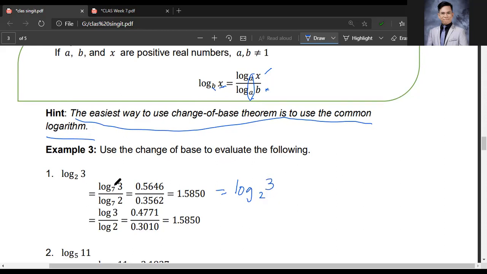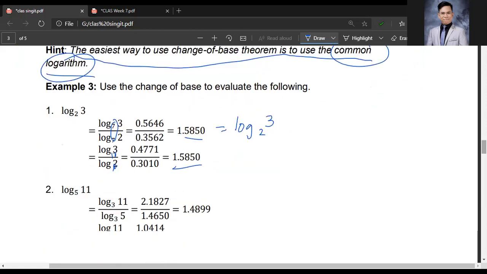Okay, tignan nyo, class. Ano yung base dito? 7. Ano yung answer? 1.5850. Ano yung base dito? 10. Ano yung answer? 1.5850. Pareho lang. Kaya I suggest na you use common logarithm. Ano ang base pag common logarithm na nga? Review tayo. 10. 10, sir. And very good.